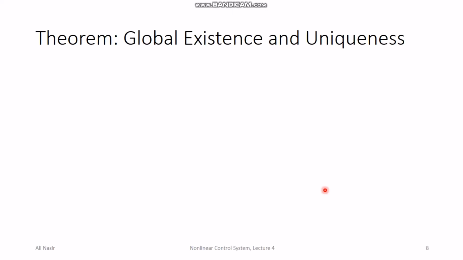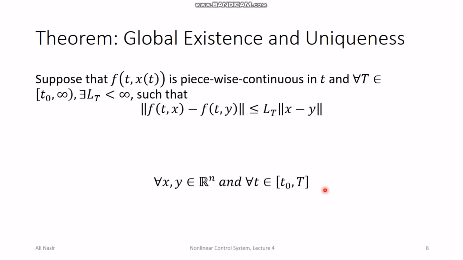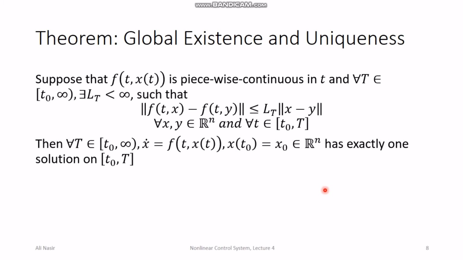And then global existence and uniqueness is different in two ways. First of all, it does not require Lipschitz continuity in the neighborhood of the initial condition. It requires Lipschitz continuity over all the space. Secondly, it requires it for any arbitrarily long interval of time rather than for a finite interval of time. And the claim is also global. So the claim of existence and uniqueness of the solution does not depend upon a particular initial condition. Initial condition can be anything, and also the solution will exist for arbitrarily long intervals of time.